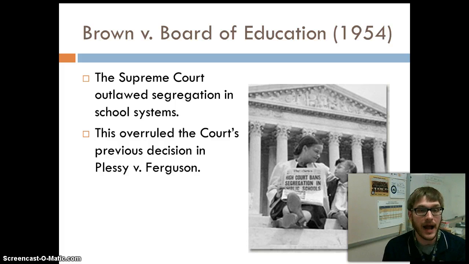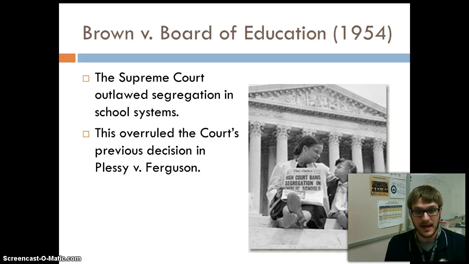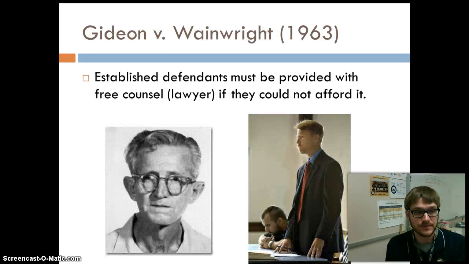And they, in Brown versus Board of Education, said that segregation could not happen in schools, that African American students should be going to the same schools as white students, and that separate but equal wasn't actually happening, that by separating the schools, one group was actually getting a better education than the other, and so that had to stop, and students had to go to the same schools. So this ended Plessy versus Ferguson. It said segregation needed to end in public schools.